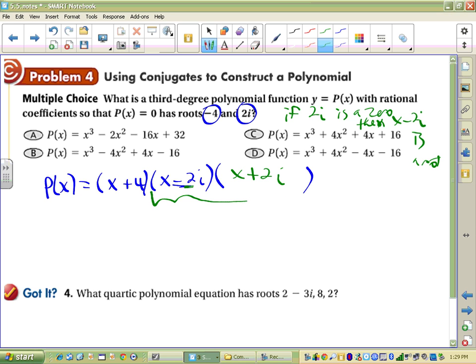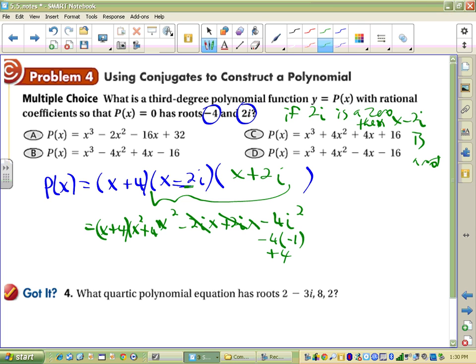So what I'm going to do is I'm going to go ahead and FOIL that first to figure this out. So that's going to be x squared minus 2ix plus 2ix. Those cancel. That's minus 4i squared. That's minus 4 times negative 1, which is plus 4. Ooh, so that's x plus 4 times x squared plus 4. So that's x cubed plus 4x squared plus 4x plus 16, and that one would be number C.